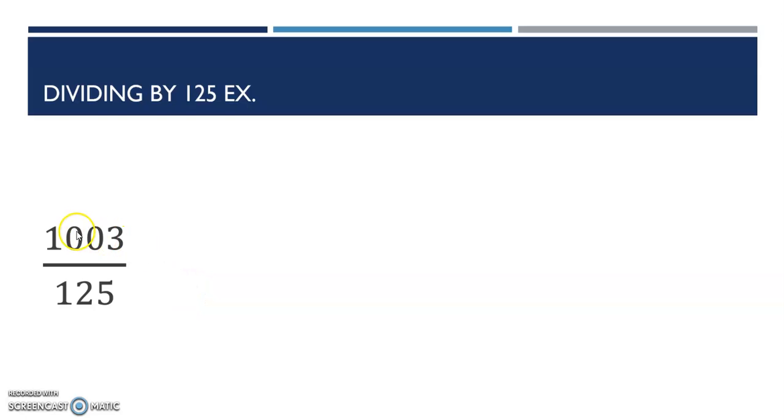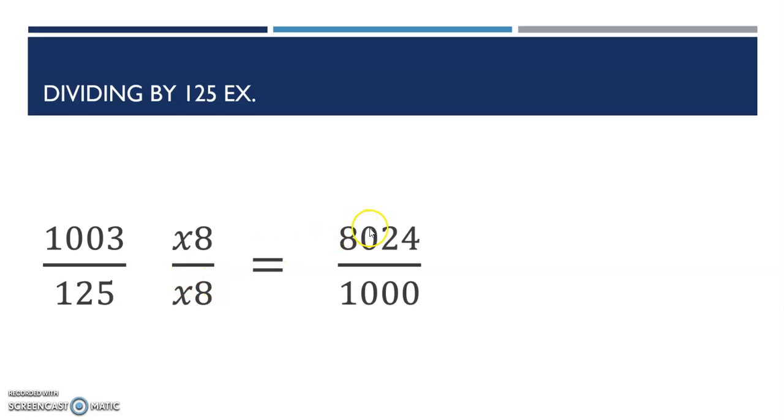Here's another example where we have 1,003 divided by 125. So again, we'll multiply both our top and our bottom by 8. So we'll have 8,024 divided by 1,000. And we'll drop our 1,000 and we'll move our decimal place 3 digits to the left. And our answer is 8.024.